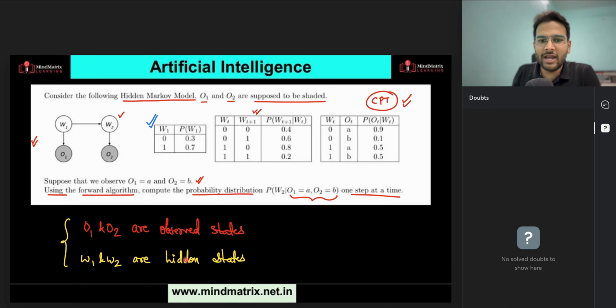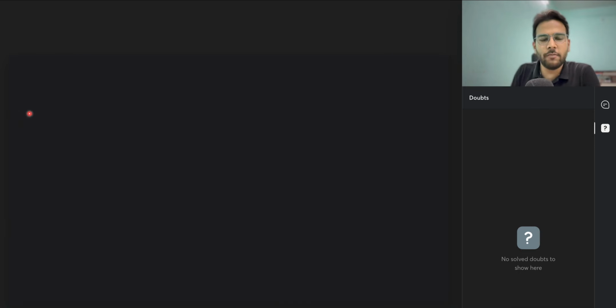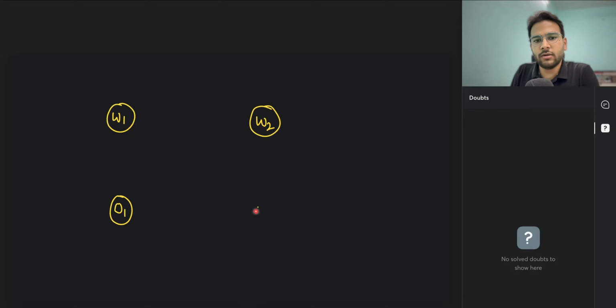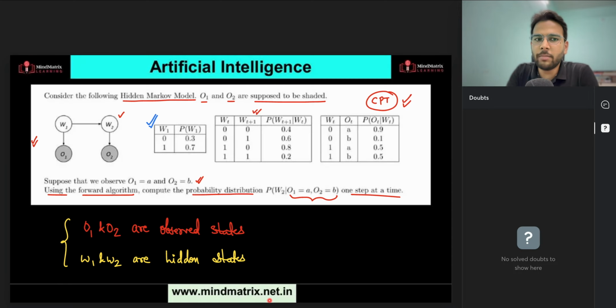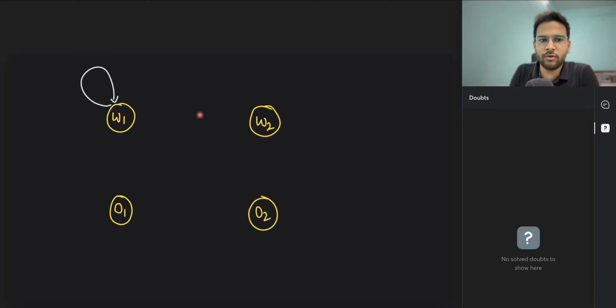So can I make this graphical model more representative? Let me do that for you. Here we have W1, here we have W2. We have O1 here, we have O2 here. That is the observed states. So can I say from this to this, from W1 to W1, because it is 0 to 0, that means from one state to the same state, the probability of that is 0.4? Do you agree, everyone?